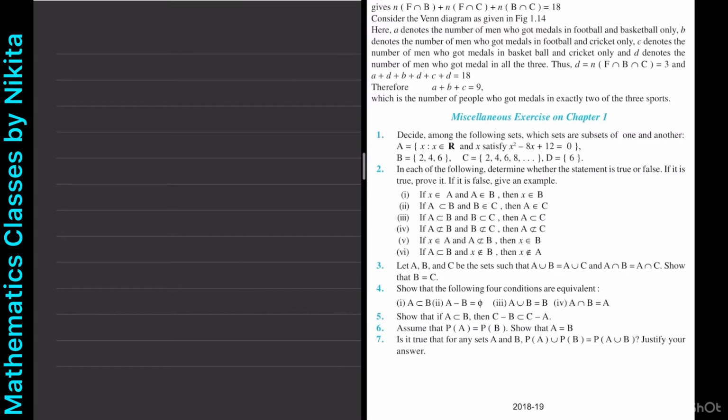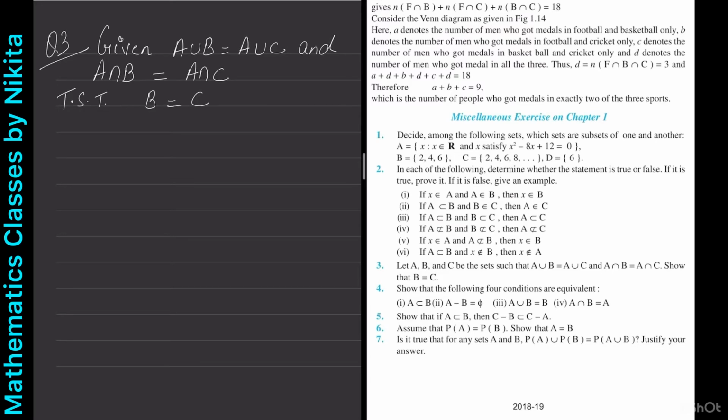Let's do question number 3 now. So question number 3 is, let A, B and C be the sets such that A union B is equal to A union C and A intersection B is equal to A intersection C. You have to show that B is equal to C. So again you have to prove this. So what is given to you? It is given that A union B is equal to A union C and A intersection B is equal to A intersection C. And you have to show that the sets B and C are equal.